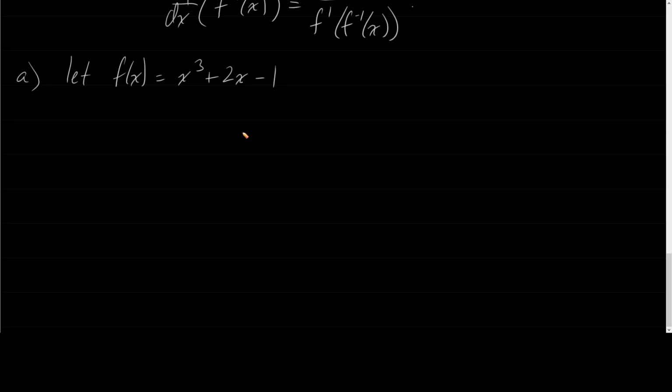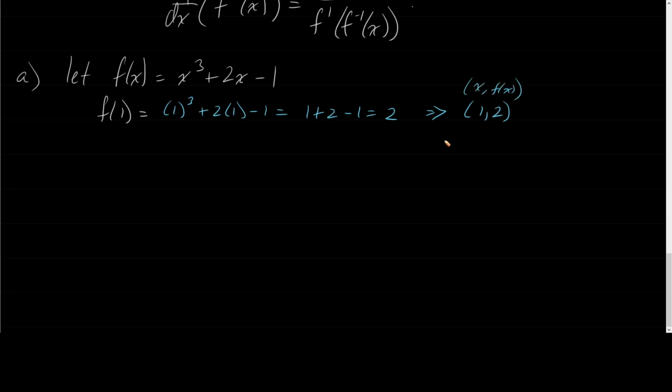The first thing we're going to say is, what is f of 1? Well, this is just telling us to plug in 1. So we have 1 cubed plus 2 times 1 minus 1. So that's 1 plus 2 minus 1, which is equal to 2. What did we find here? We found the point (1, 2). When I plug in 1, I get 2. x comma f of x. All right? Cool.